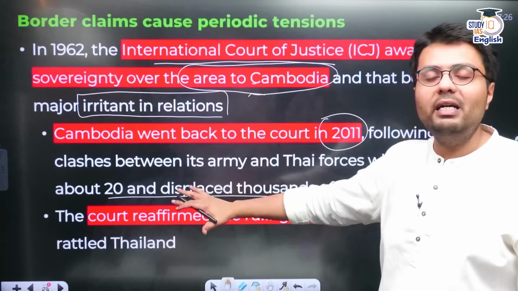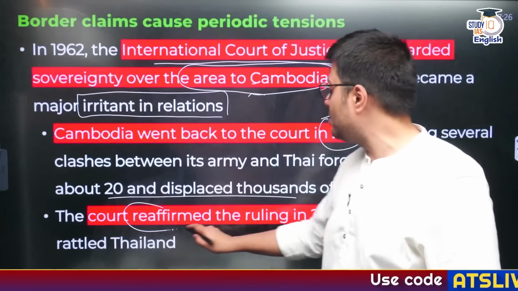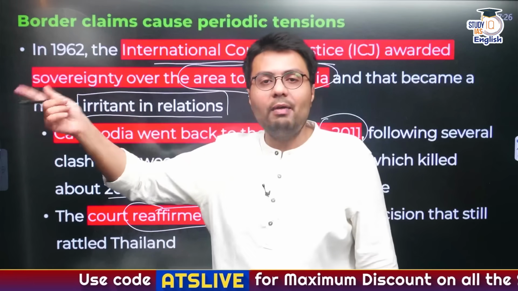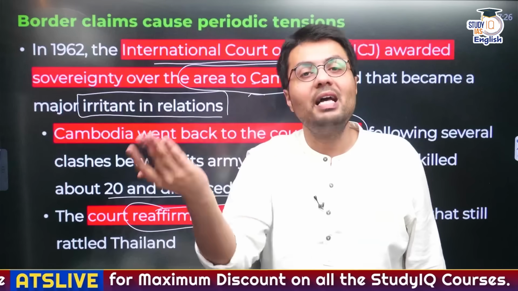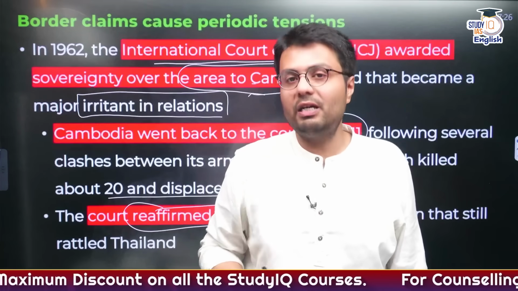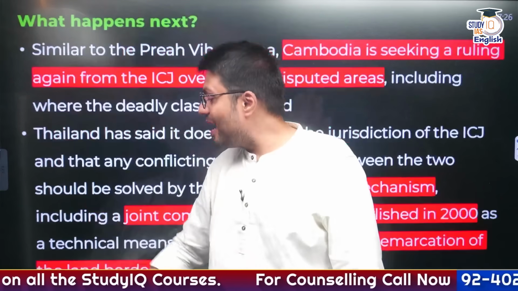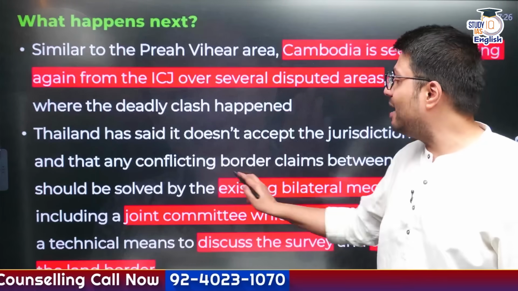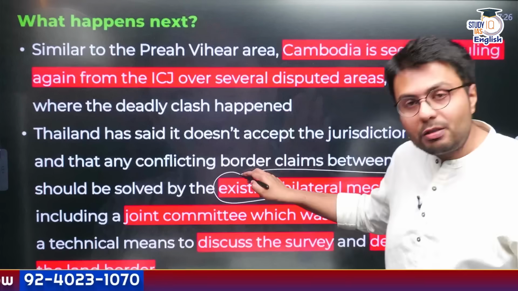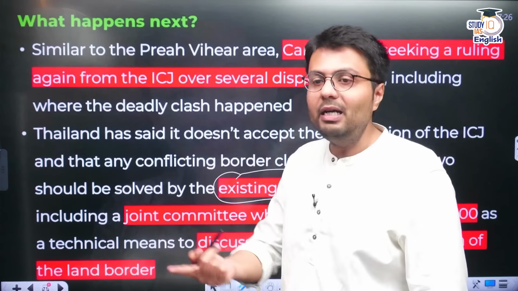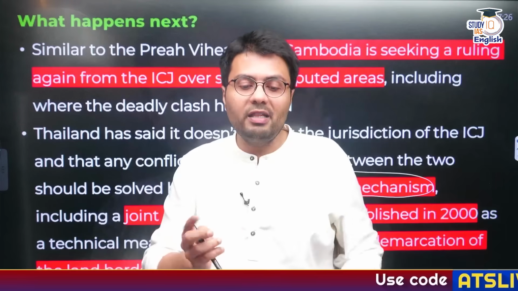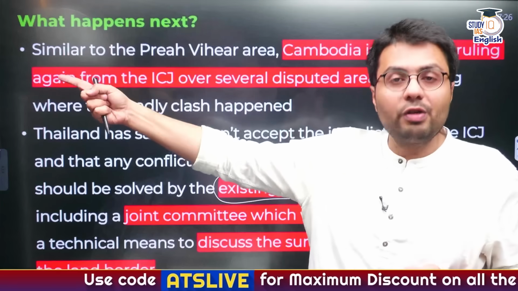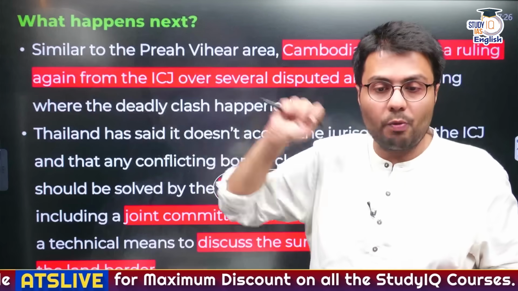So even in 2011, the ICJ reaffirmed the stance of Cambodia, saying that this boundary, which originated in the colonial time, is actually the boundary between Thailand and Cambodia. But Thailand does not agree with this interpretation. On the other hand, Thailand says that Thailand and Cambodia already have an existing bilateral mechanism. This bilateral mechanism, according to Thailand, means that Cambodia and Thailand should get together and solve this issue bilaterally without the intervention of a third party, unlike what Cambodia wants.